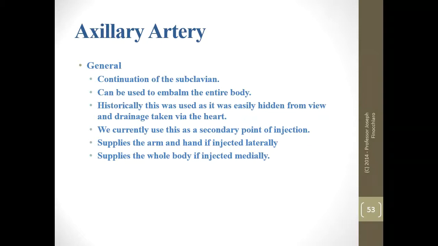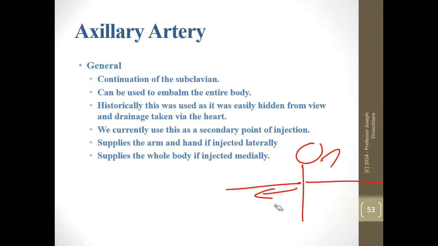We currently use this as a secondary point, supplies the arm and hand if injected laterally, supplies the whole body if injected medially. And with the axillary, we start injecting medially first. The reason being is that the arms are very long, right? If we make our incision and inject this way first, it's going to loop right around and then out is drainage. So we want to do the exact opposite. We want to put this in this way, so it's going to come in, it'll then loop up, do its thing, and distribute to the rest of the body accordingly.